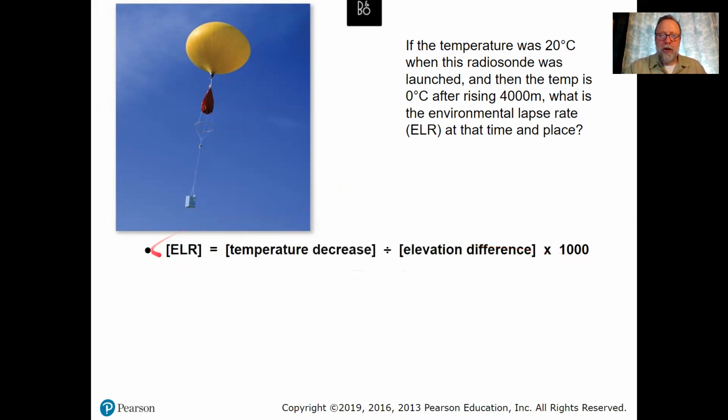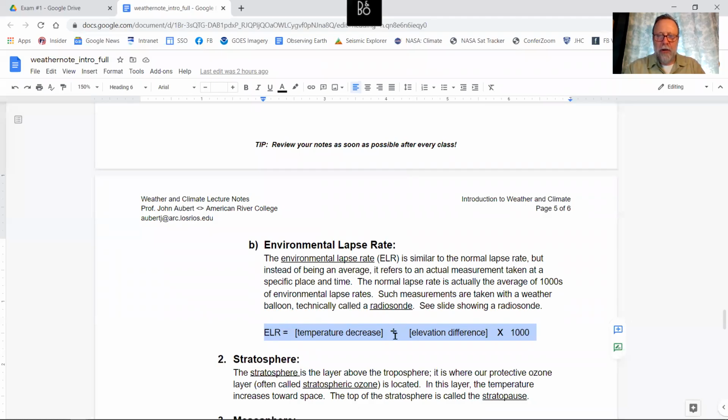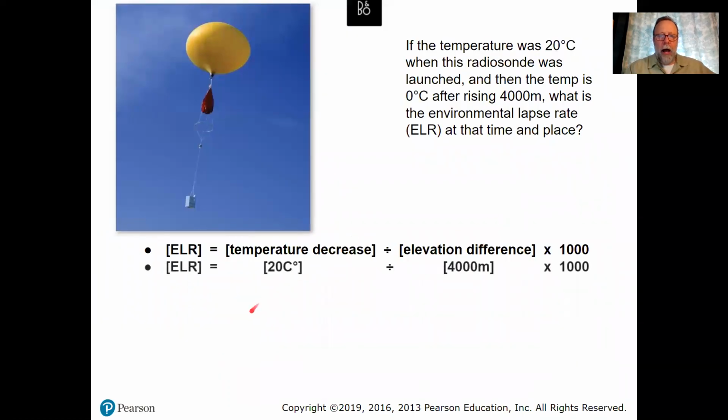Okay, so here is your formula, which is the same formula that I've given you here in your notes. Keep that in mind. The temperature decrease was 20 Celsius. How much did it decrease? It went from 20 to 0. So that's a decrease of 20, divided by the elevation difference.